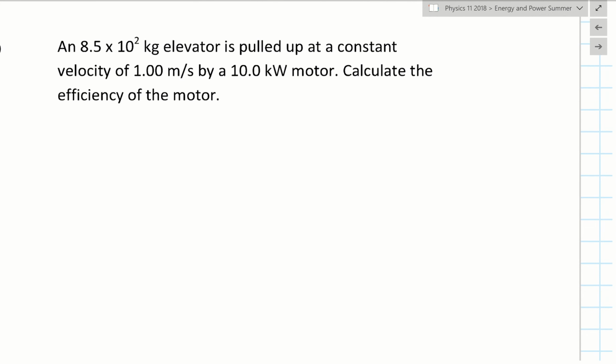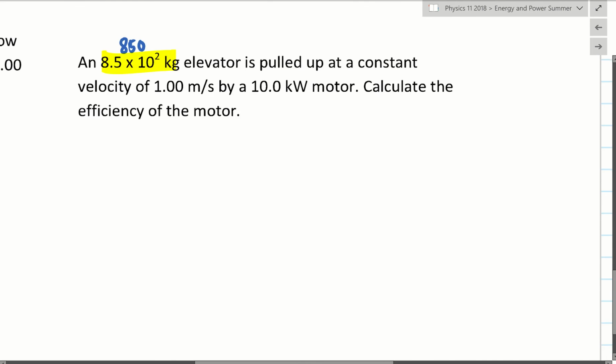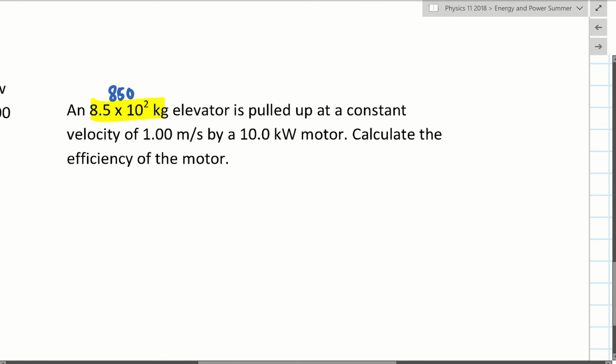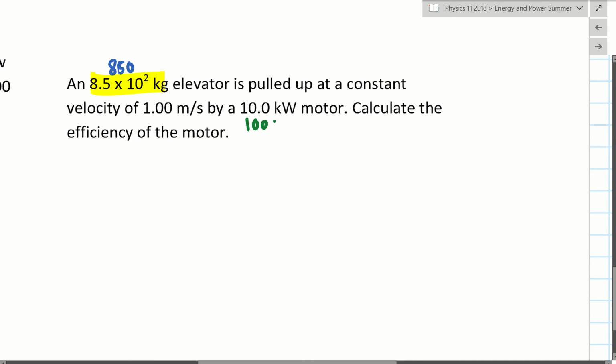So now this one is a pretty classic one. An 850 kilogram, so that's the way they have to write it, 850 kilograms, that's question 4, is pulled up at a constant velocity of 1 meter per second by a 10 kilowatt motor. So 10 kilowatt, 10,000 watt. That's a power measurement. Calculate the efficiency of the motor.